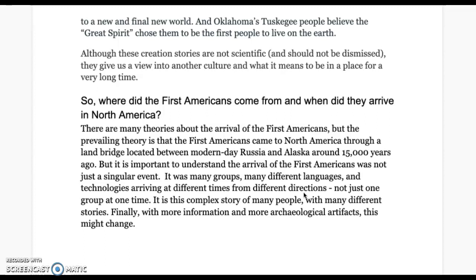But it is important to understand the arrival of the first Americans was not a singular event, meaning it wasn't like, oh, it happened on this day and only on this year. It included many groups, many different languages, and technologies arriving at different times from different directions, not just one group at one time. It is this complex story of many people with many different stories. Finally, with more information and more archaeological artifacts, this might change, so you never know.